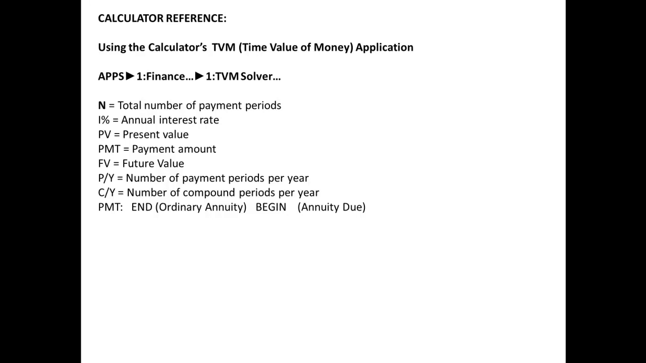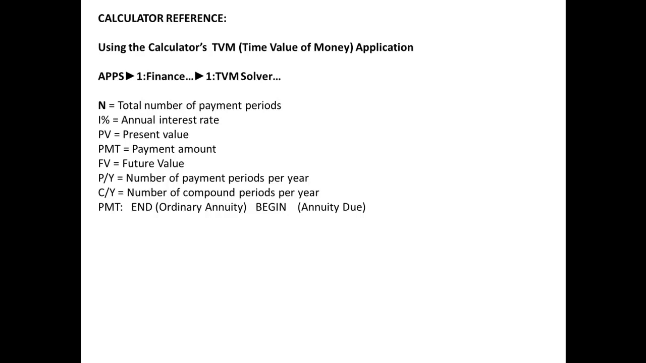Within the TVM Solver menu, we have all these various variables. N is the total number of payment periods. I is the annual interest rate entered as a percent. So for example, 4% should be entered as 4, not 0.04. PV is the present value. That's the amount in the account at the beginning of the problem.